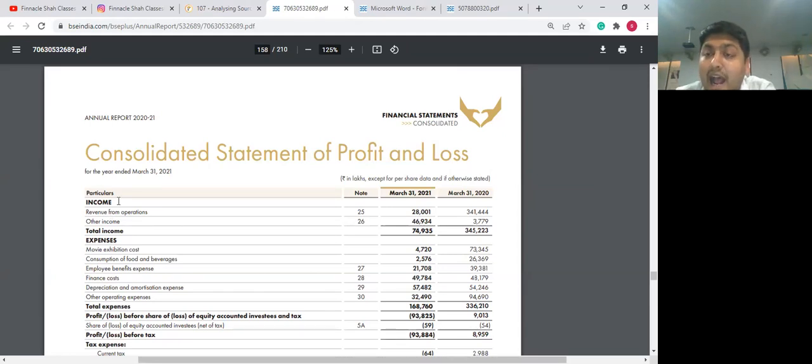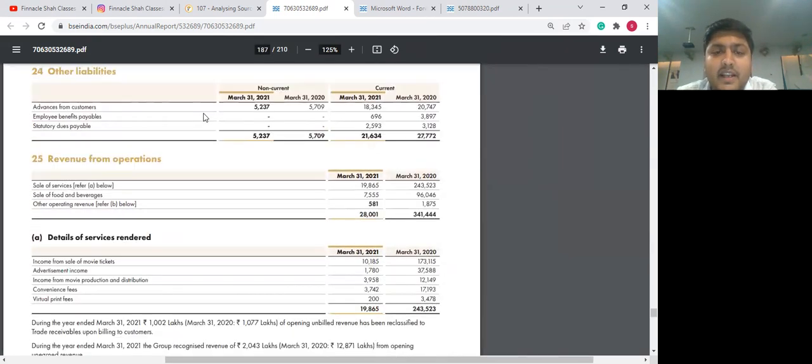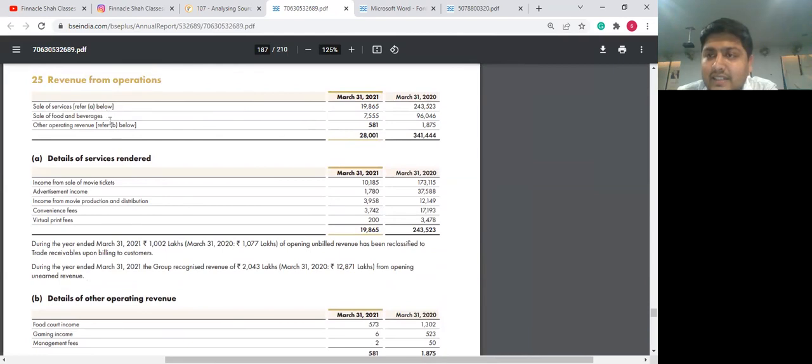Now, let's understand how exactly these revenues are being generated. Once again, we are very much familiar with how to understand how these figures are computed. We need to go to the footnote, which is note number 25. It is, by the way, present on page number 187. Now, let me quickly go through page 187 and you will see different cuts contributing to that overall top line of the business. It could very well be sale from services. It could be sale of food and beverages.